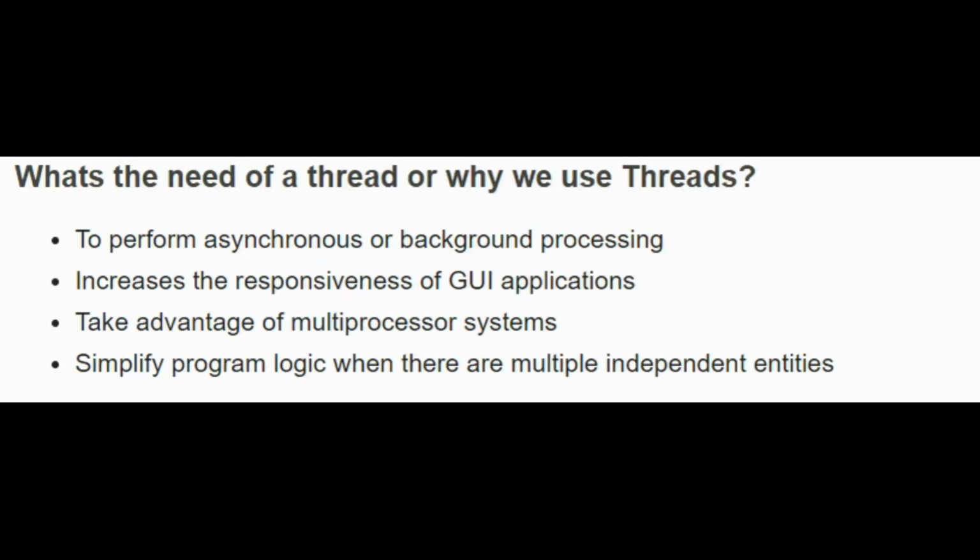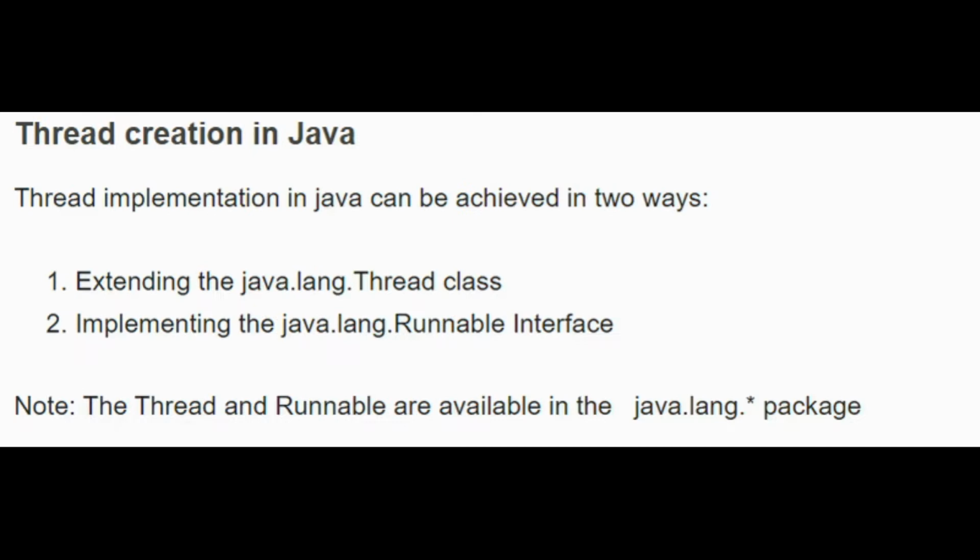So now let us study the need of a thread, or why we use threads. To perform asynchronous or background processing, we study threads. It increases the responsiveness of a GUI application, that is graphical user interface. It takes advantage of multiprocessor systems and simplifies program logic when there are multiple independent entities.